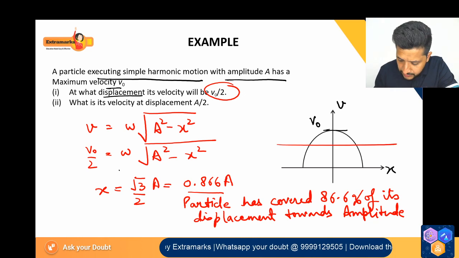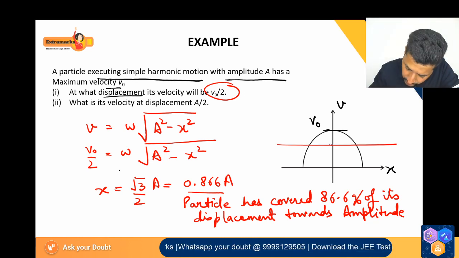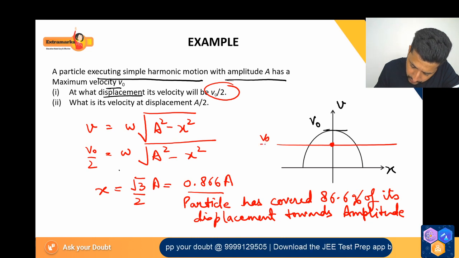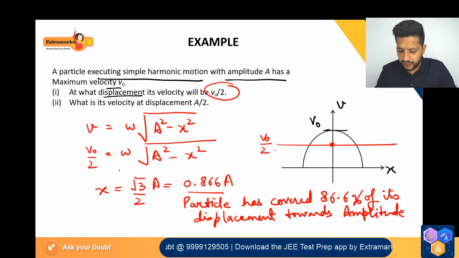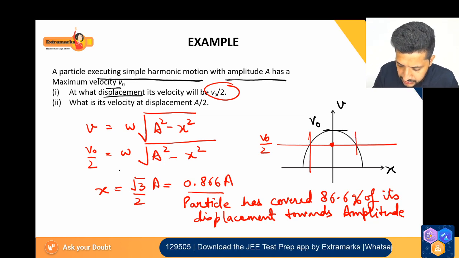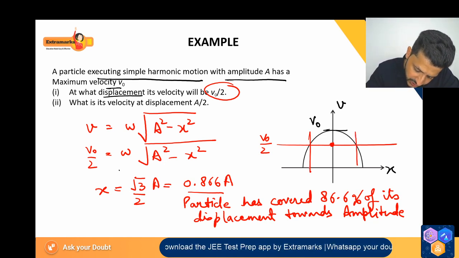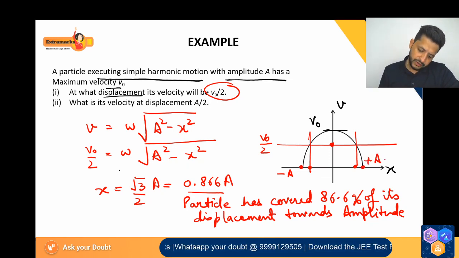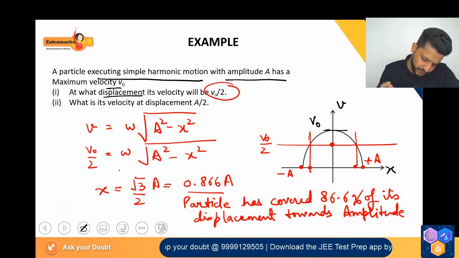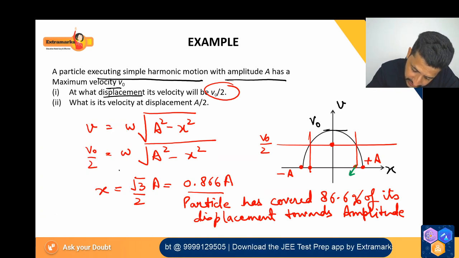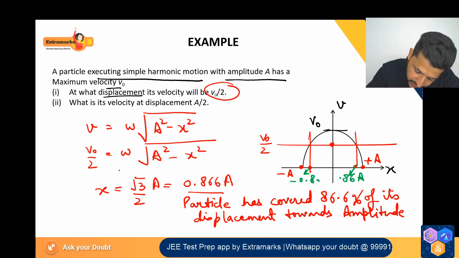So on this graph, say this is the value V naught by 2. Where do you achieve this value V naught by 2? Sir, I achieve it at these two positions. What are these two positions? Sir, this is minus A, this is plus A. Okay, fine. So what is this? Sir, this is 0.86 times A plus, and this is minus 0.86 A.